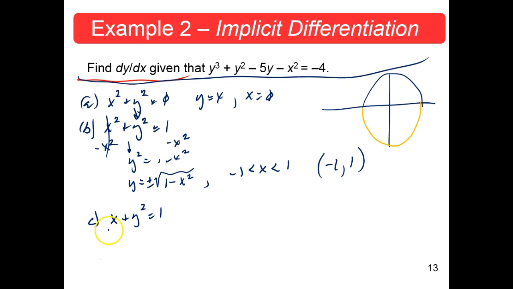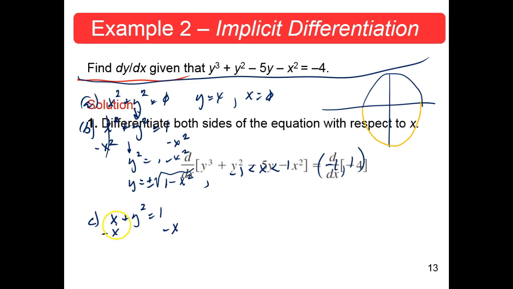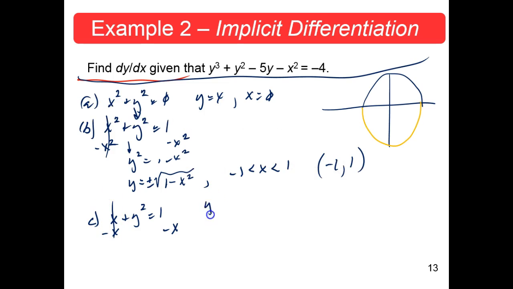First step. Move the x. How do you do that? Subtract x from both sides of the equation. That gives you y squared equals 1 minus x. Now, I want y, not y squared. So take the square root. So y is equal to plus or minus the square root of 1 minus x.